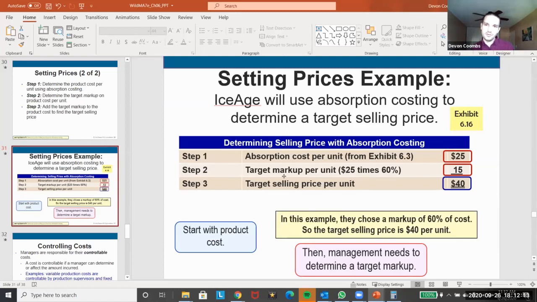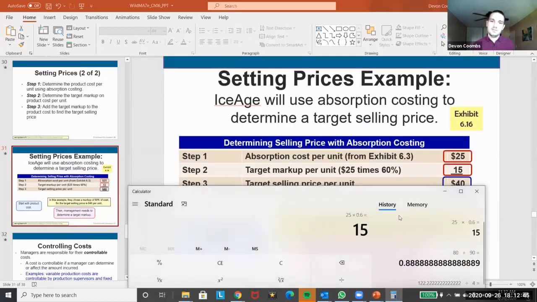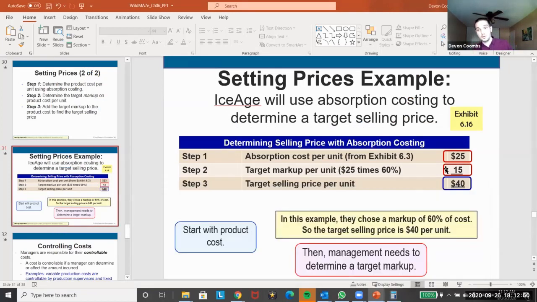So we're going to use absorption costing to determine a target selling price. Absorption cost per unit, we've determined, is $25. This will be given to you. And then the markup percentage is 60%. So we're saying we want a markup of 60%. That'll be given to you if this is a quiz. In real life, we'd probably want to determine what a fair markup is. You're looking at competitors or whatnot. And then under absorption costing it's $25. So then we just take our calculator, 25 times 0.6, it's 15. So we know our target selling price is $40. So we make our profit per unit of $15.